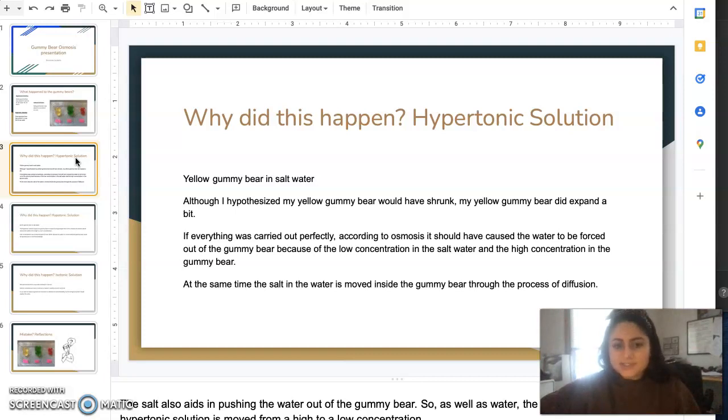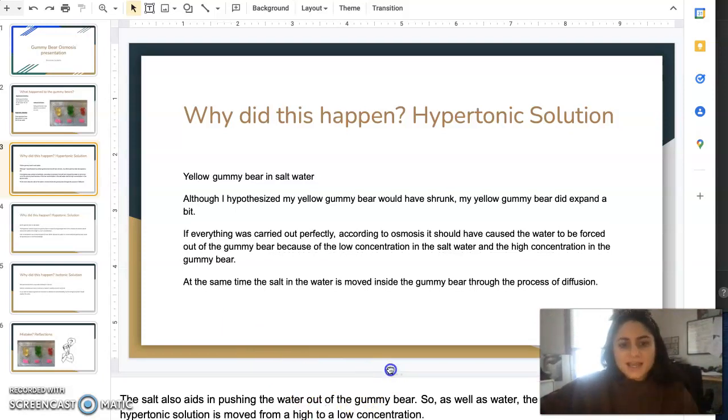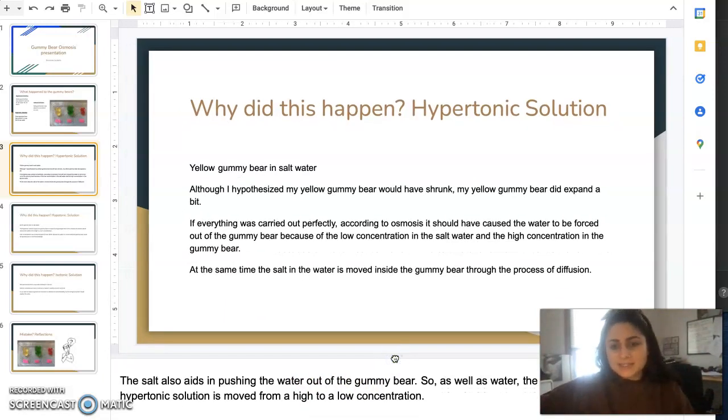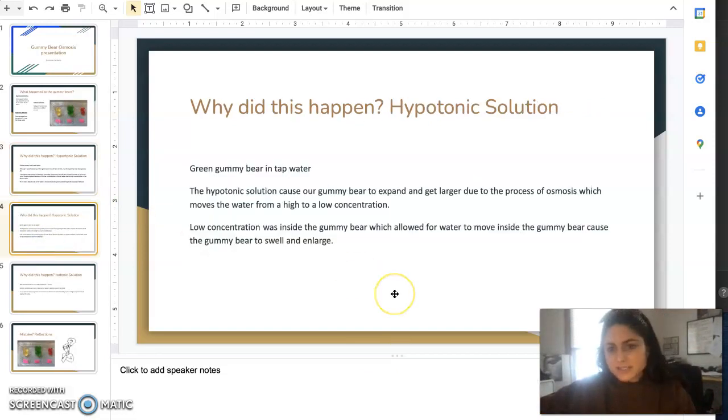I guess I should mention diffusion. Diffusion is just the active movement of a substance from a hypertonic to hypotonic until an isotonic solution, which is equal concentration, is reached. So the salt in the water is moved inside the gummy bear through that process. And I also believe that the salt aids in pushing the water out of the gummy bear. So as well as the water, the salt in our hypertonic solution is moved from a high concentration to a low concentration. And why did this happen?